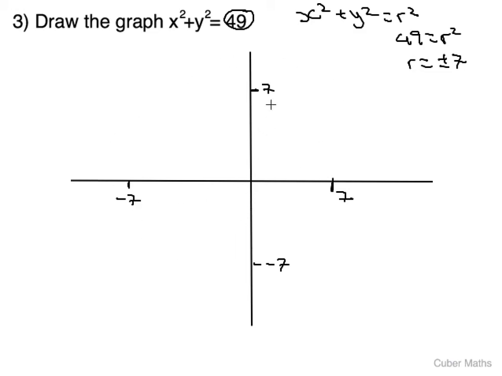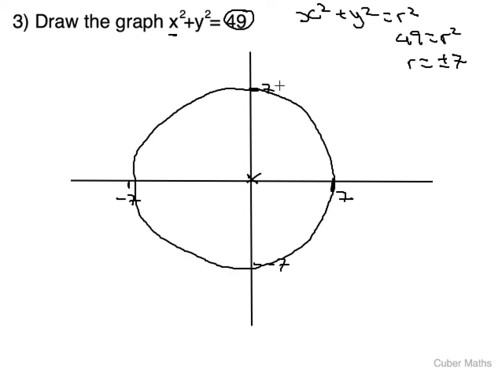And now all we simply do is draw the circle, because here it says x squared. We know that the centre is going to be 0, 0, because we've just got x squared plus y squared. We haven't got x plus 1 squared like we did in the previous one. So now we can simply just draw the circle and join up the dots that we've plotted, as in where the 7s are. And that is the graph x squared plus y squared equals 49.